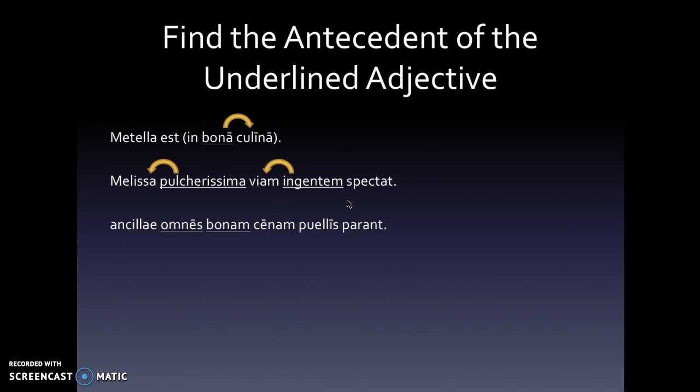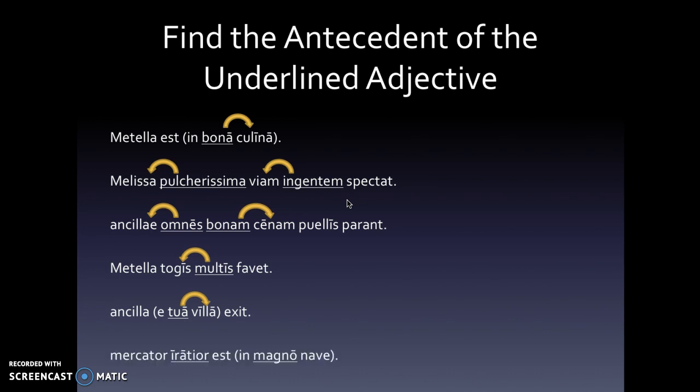Avunculi omnes bonam cenam puellis parant. Omnes is modifying avunculi because they are both nominative, plural, masculine. Bonam is modifying cenam. They are both feminine, accusative, singular. Metella togis multis. Multis is modifying togis. Avunculus et tu villa exit. Tu is modifying villa.